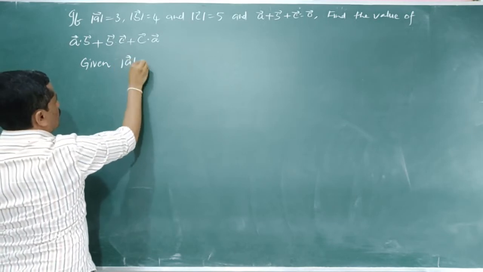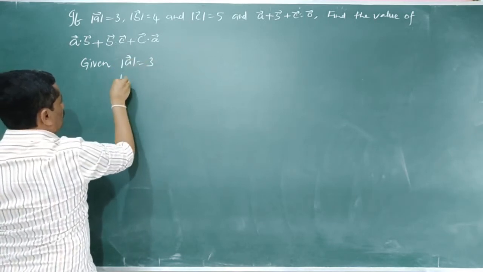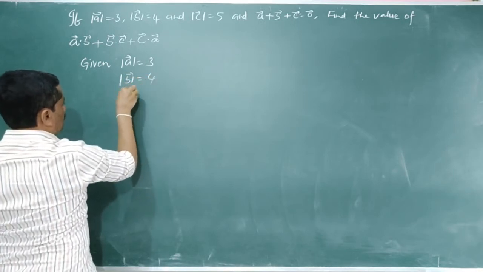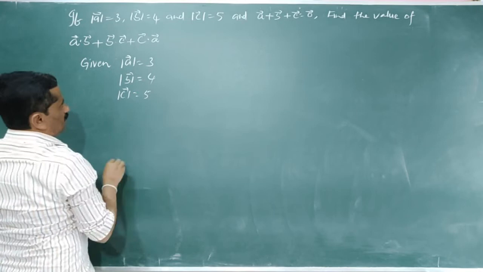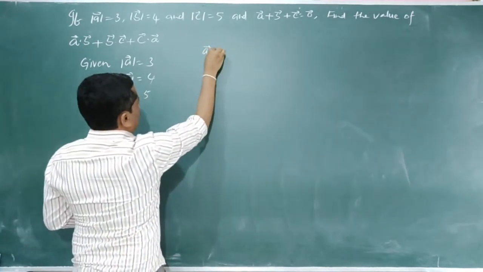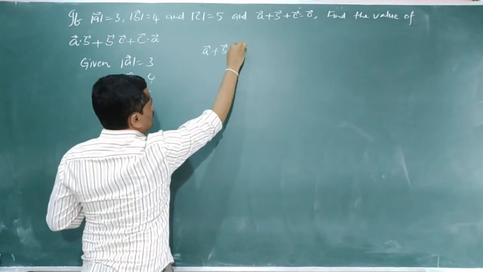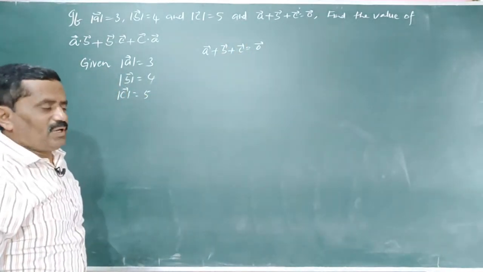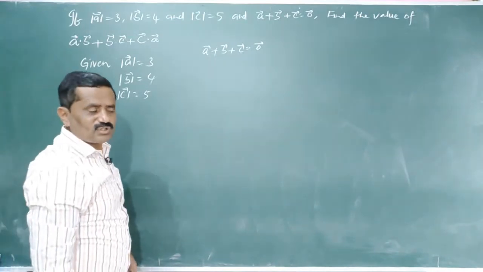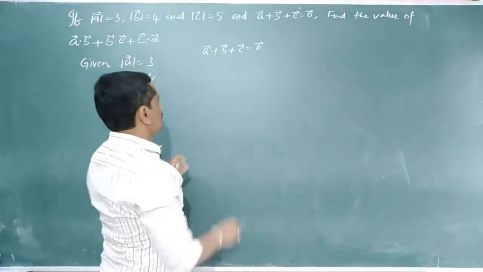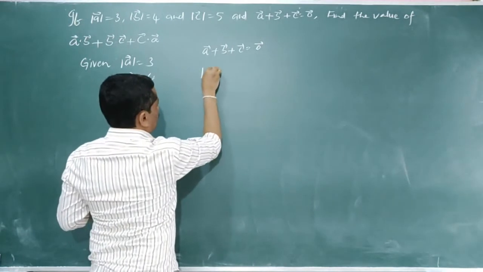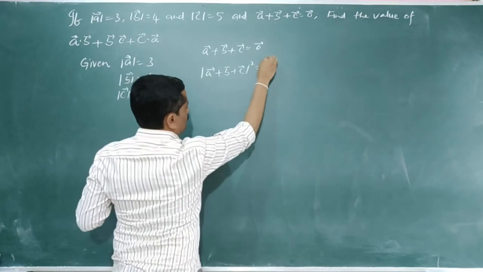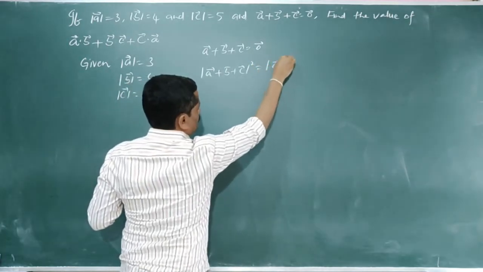So here given magnitude of a bar is equal to 3, magnitude of b bar is equal to 4, magnitude of c bar is equal to 5. Again he has given a bar plus b bar plus c bar is equal to 0 bar. Applying magnitude and squaring on both sides, we have magnitude of a bar plus b bar plus c bar whole square is equal to magnitude of 0 bar whole square.